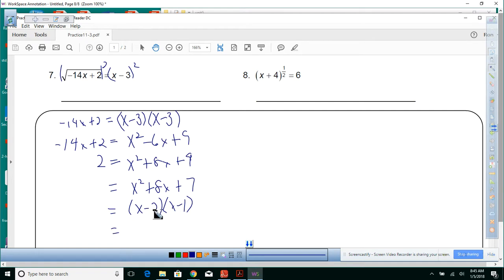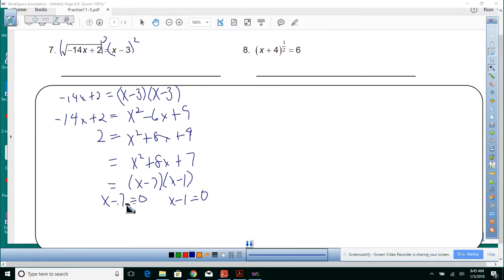And what do we have here? So x minus 7 equals 0, x minus 1 equals 0. And let's see, add 7 to both sides. So you got x equals 7, add 1 to both sides, x equals 1. Okay, it looks like we have a solution, doesn't it? What's the problem with that? What is the problem?